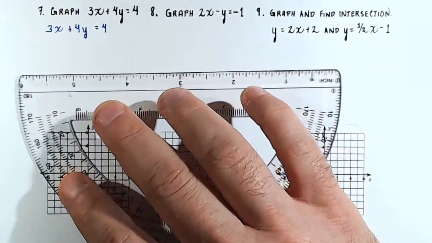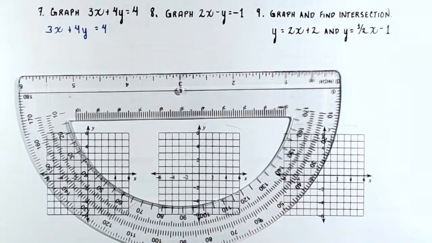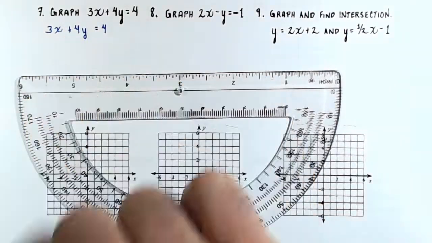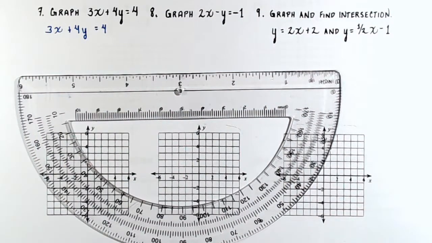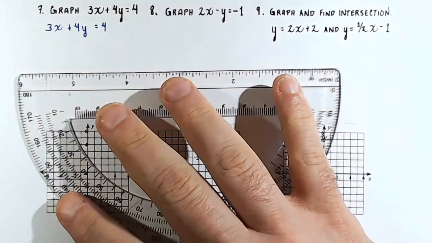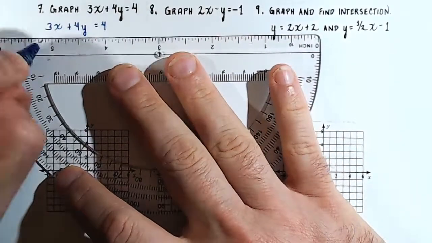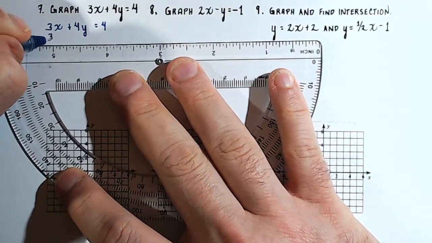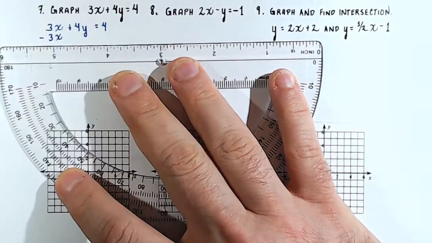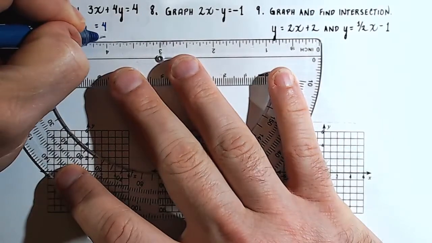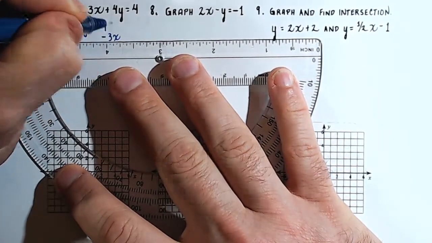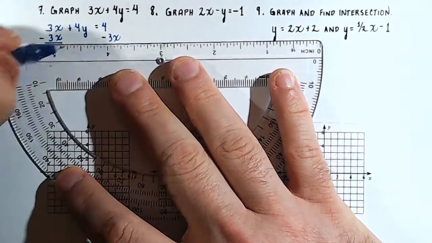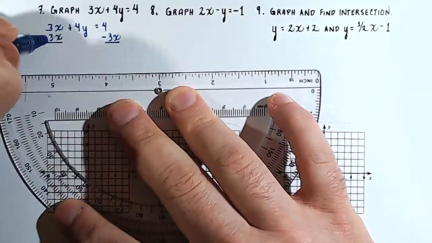Okay, so when you're asked to graph an equation, you want to get it in terms of y. So you want y by itself on the left, and then you want the rest of it in mx plus b form. So here I'll move the 3x by subtracting 3x from both sides. Okay, so 3x minus 3x is 0.